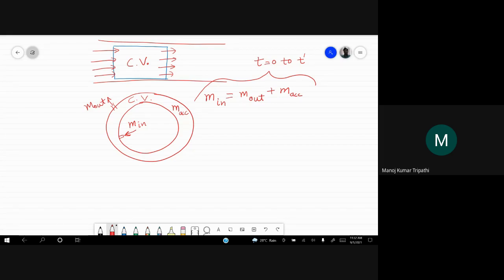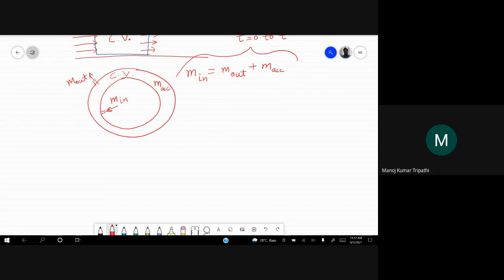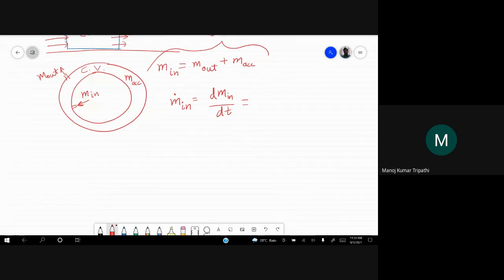If we want to express this at every instant of time, what we can do is differentiate this equation with respect to time. We can also say that the rate of mass going in, dot means rate, which is also dm in by dt. So the rate of mass flow in is equal to the rate of mass flow out plus the rate at which it is getting accumulated. All of you may know this already.